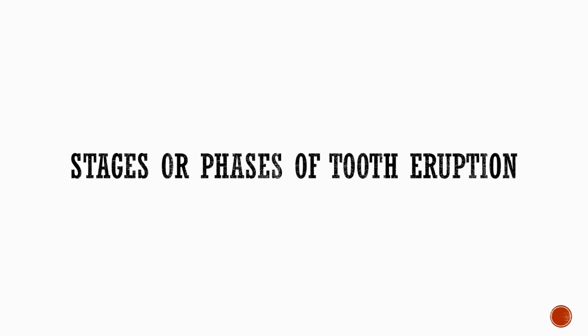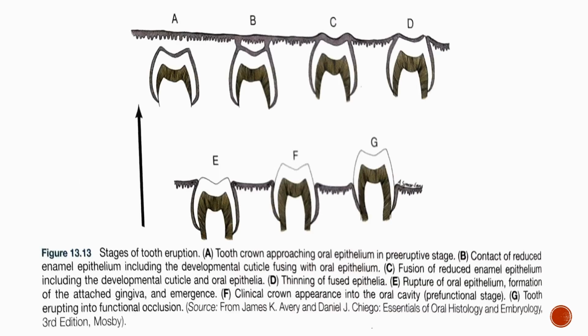Now let's study the stages or phases of tooth eruption. This is a general representation of how the stages proceed. In the A part, the tooth crown is approaching the oral epithelium in the pre-eruptive stage. This is the gingiva and the tooth is approaching the gingival part. In the B part, contact of the reduced enamel epithelium, including the developmental cuticle, fusing with the oral epithelium.